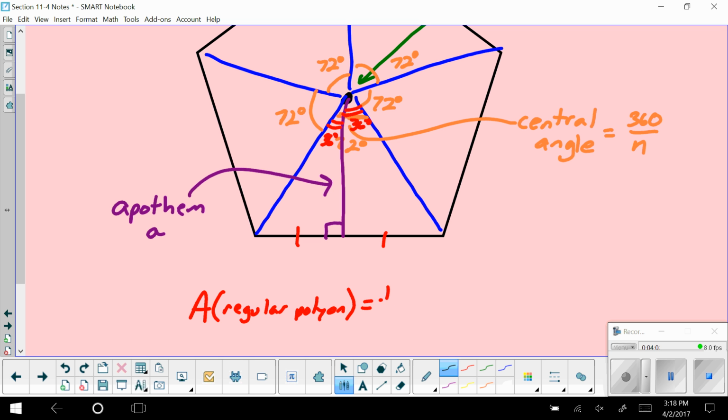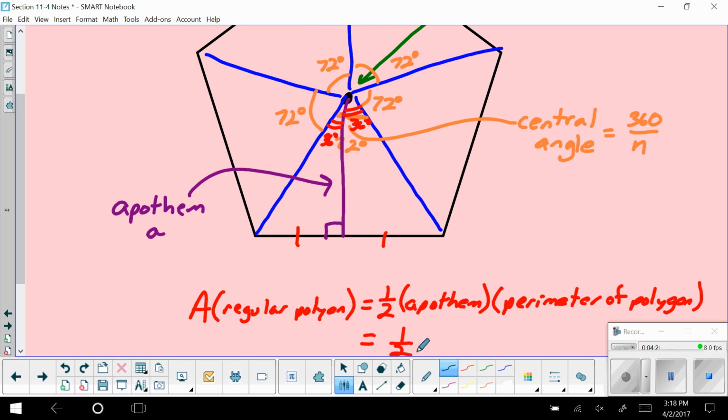And this is all very useful for us because to find the area of the polygon, it's going to be 1/2 times the apothem times the perimeter of the polygon. Because by finding the perimeter, that will allow us to account for all of these triangles. So in terms of symbols, it's 1/2 A P, where A is the apothem and P is the perimeter of the polygon.